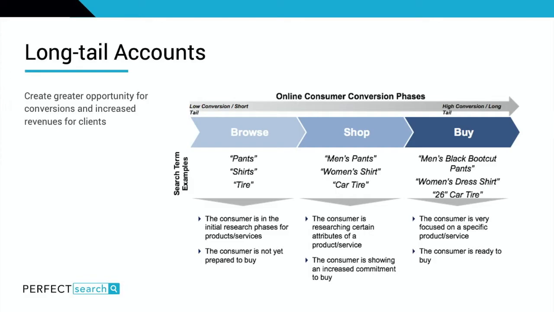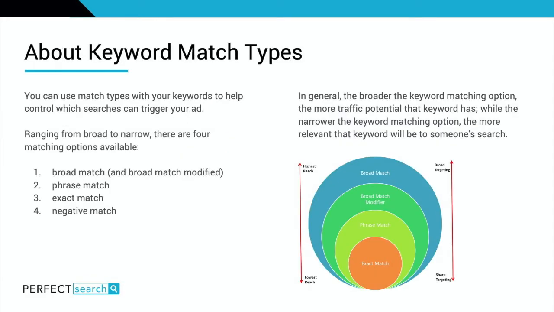across the buying cycle. One really important part of paid search advertising is the different types of keyword match types. Match types help control which searches can trigger your ad. And so there are three main types and then also a fourth type. But the three main types are broad match and also broad match modified, phrase match, exact match, and then negative match keywords, which are keywords you don't want to show up for. And in general, the broader the keyword matching option, the more traffic potential the keyword has, while the narrower keyword matching option, so things like exact match, the more relevant the keyword will be to someone's search.